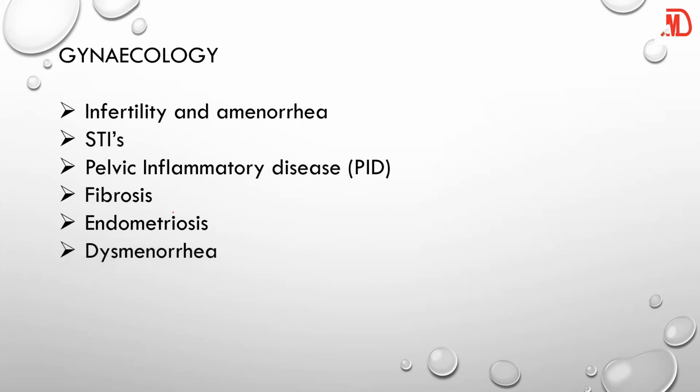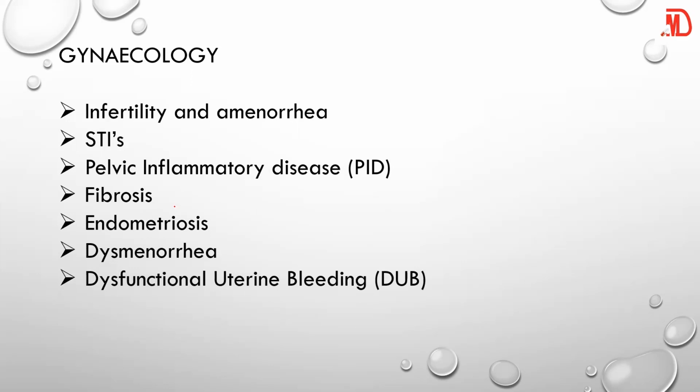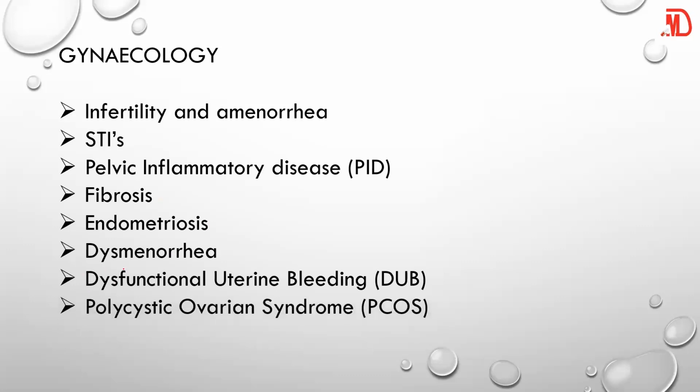dysmenorrhea. So those of you with problems with menstruation, sometimes very, very painful, unbearable pain. All of those things, we can describe them as dysmenorrhea. Then we also have dysfunctional uterine bleeding. Then we have the PCOS, or the polycystic ovarian syndrome. You have to know all of these.